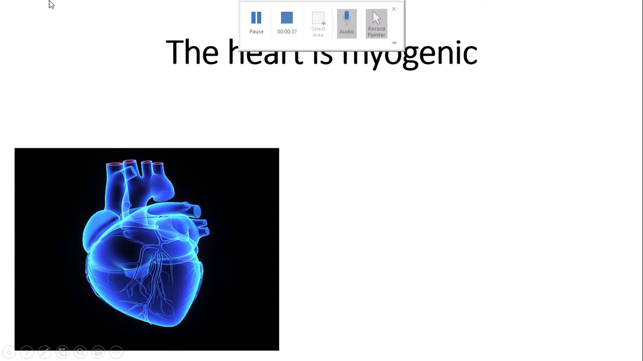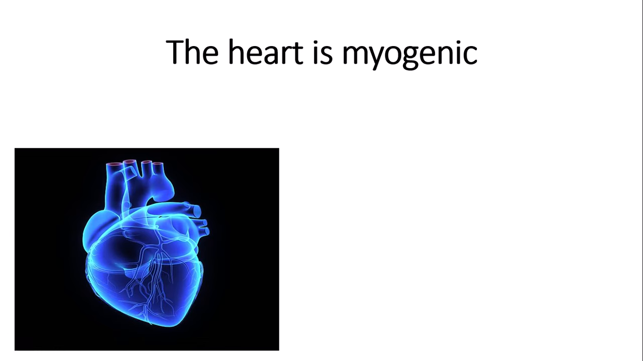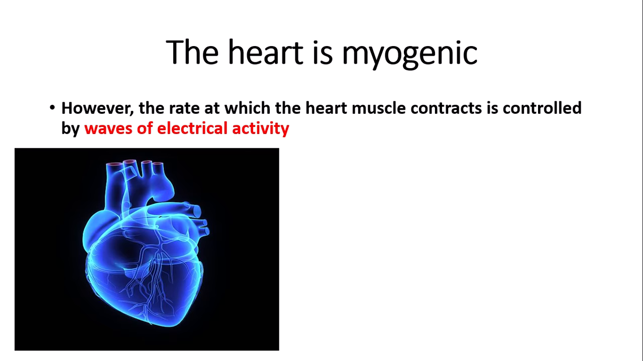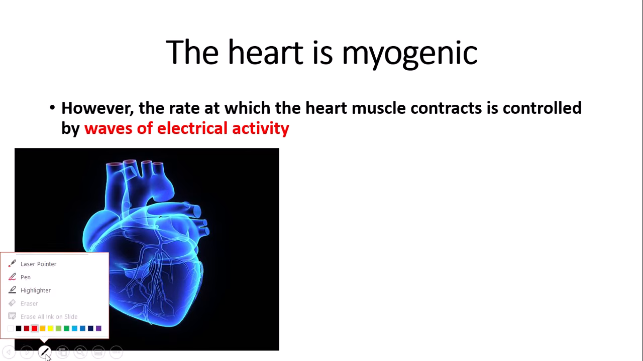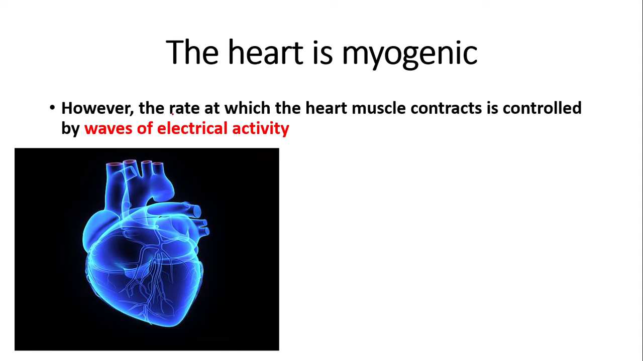So the heart, human heart rather, is myogenic. This means that it relies on muscular contraction. However, the rate at which a heart muscle contracts, key term here is rate, is controlled by waves of electrical activity. You might have heard about this before, as when the heart stops, which is a cardiac arrest, this is when the electrical activity is disrupted. So rate is controlled by the waves of electrical activity.